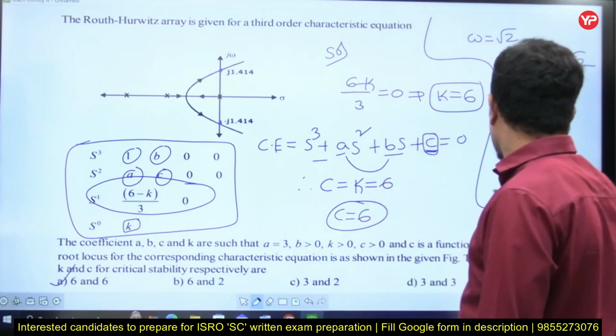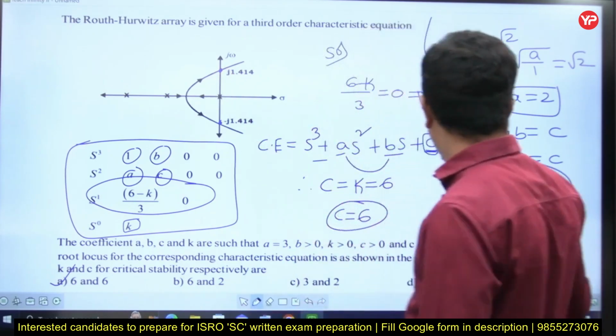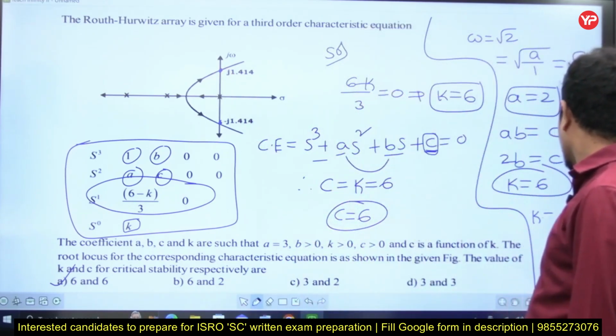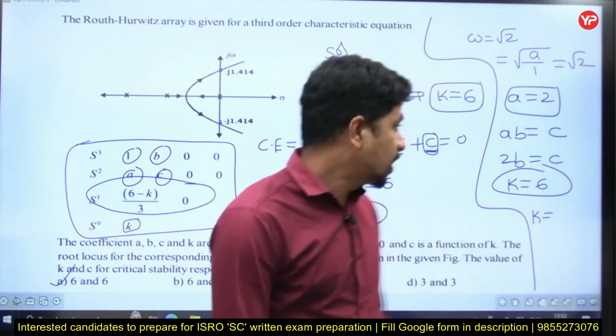You have to solve. K equal to 6 you got. Anyhow, see if it is marginally stable, now what is the value of K? K is equal to AB into A plus B. The shortcut I told you. See, this is.